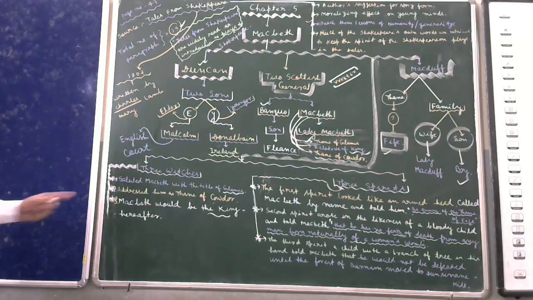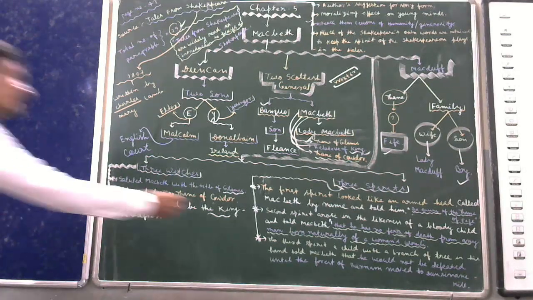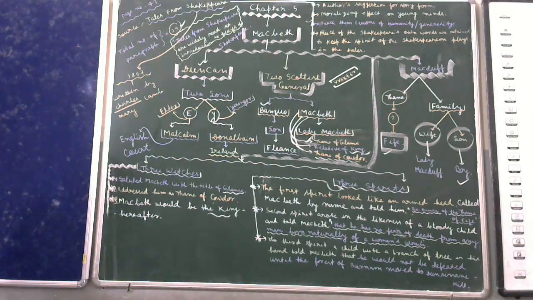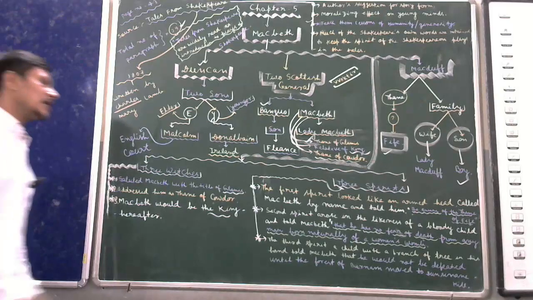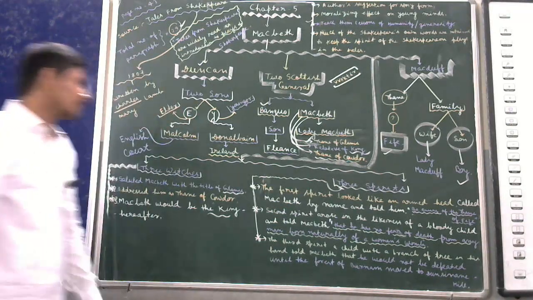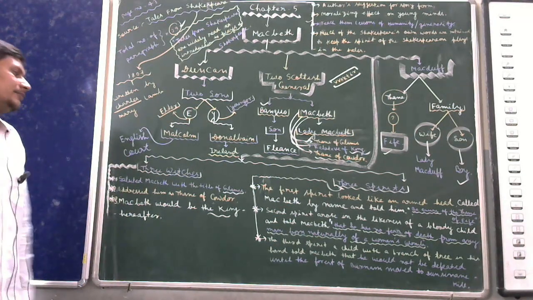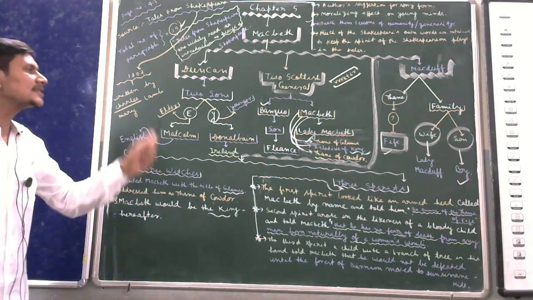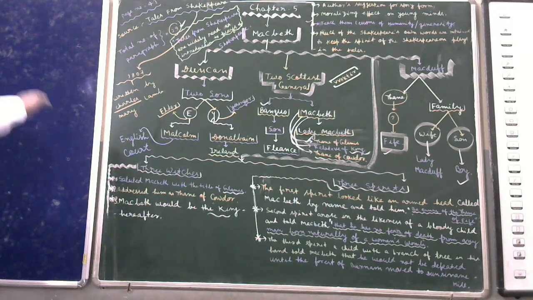And the third is a child with a branch of a tree in his hand. The third told Macbeth that he would not be defeated. Boys, mind it, he would not be defeated until the forest of Birnam moved to Dunsinane Hill. These all are the information about the character map and the characters that we have to study in Macbeth.